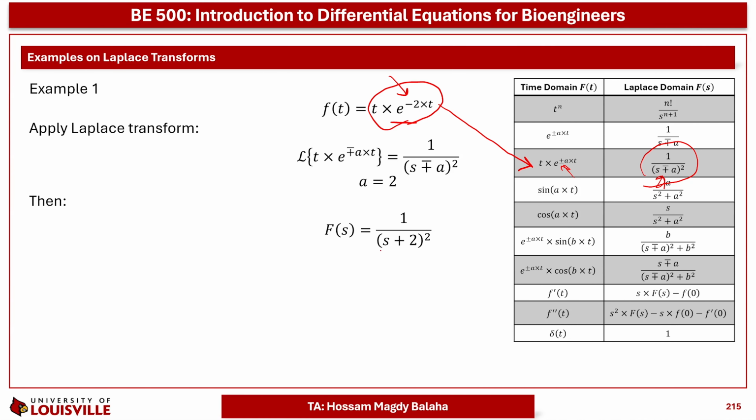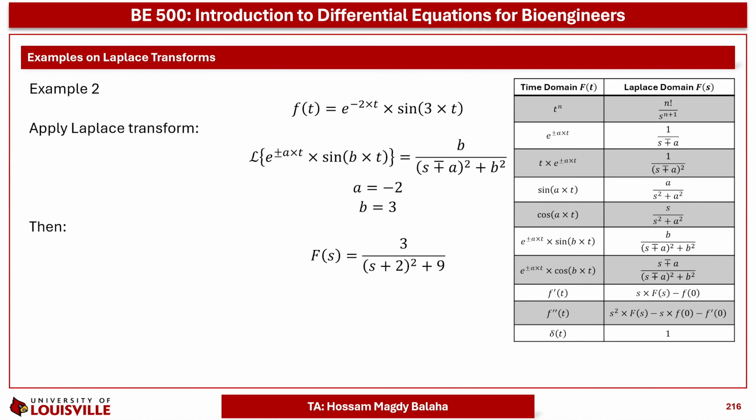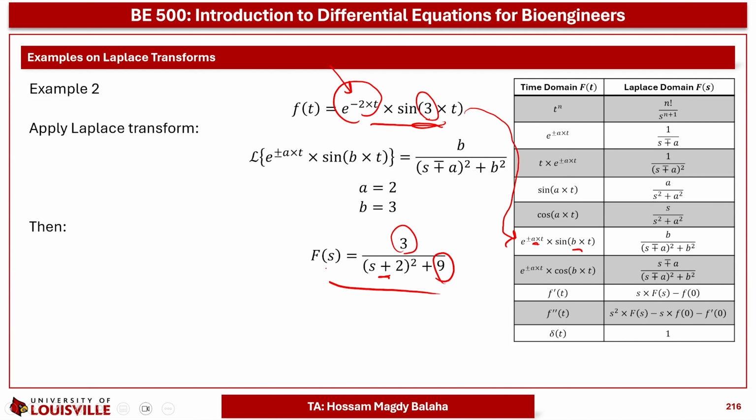So the final value will be 1 over (s plus 2) squared, because the negative will be converted to positive. A second example: we have an exponential multiplied by sine. If you look carefully, you will find that this one is similar to that function. We need the values of a and b. A here is 2, and the negative will be converted to positive, and b here is 3, so it will be 3 over (s plus 2) squared plus 3 squared, which is 9. So this will be the corresponding Laplace transform.